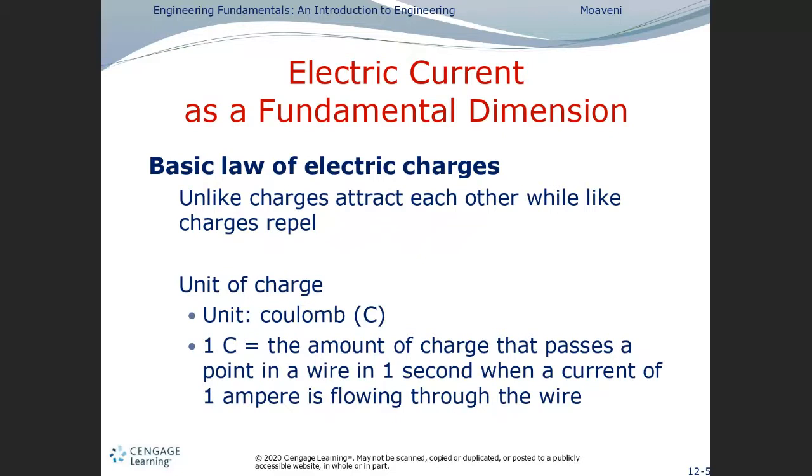It's funny because 1 coulomb is basically 1 second of a current, right? The amount of charge that passes a point in a wire in 1 second when a current of 1 ampere is flowing through the wire. And what you're going to learn is they're all reciprocals of one another. They are basically the same. They all equal one another when you're looking at a coulomb and an ampere passing through a wire. All right.